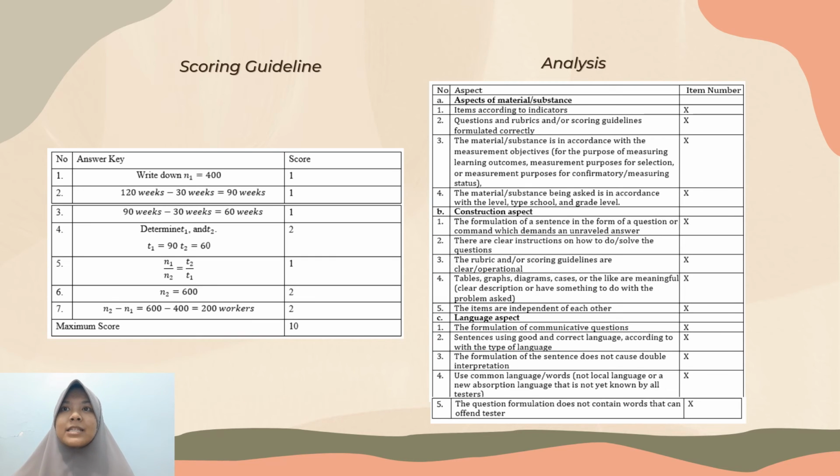From this table, we can see that point 2 of the construction aspect, that is, there are clear instructions on how to do or solve the question, is not marked with an X. Why is it not marked? Because, as we read from the question in the previous slide, there is no clear instruction about this condition. That is why it's not marked with an X. Okay, we are going to move on to the next example. Before that, because I didn't read the scoring guideline and the full result of the analysis, you can stop this video for a moment to read it carefully.